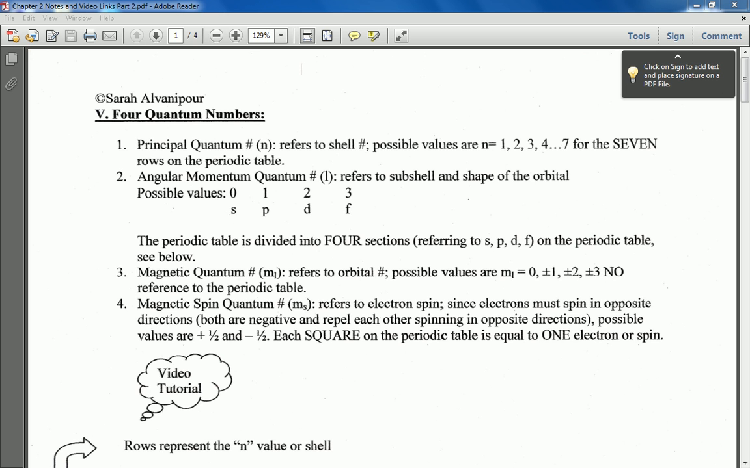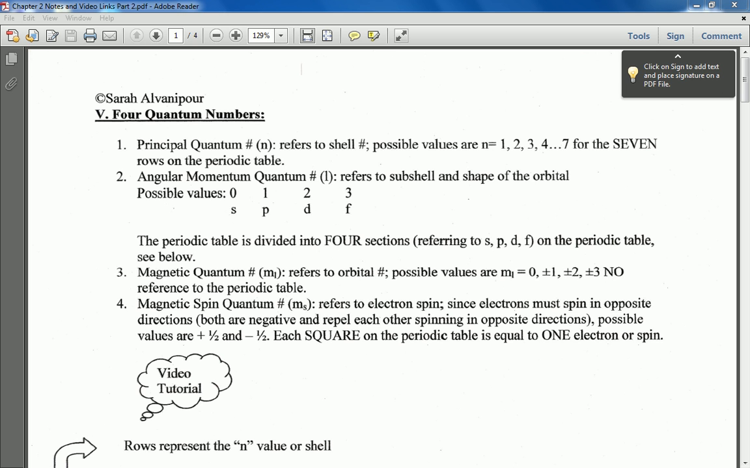The second is the angular momentum quantum number, or l. This refers to the subshell, and of course the subshell will tell us about the shape of the orbital. Now what this will represent is possible values of 0, 1, 2, and 3. So l can equal 0, l equals 1, l equals 2, or l equals 3. Now one little quirk about the angular momentum quantum number is not just that it represents a number such as 0, 1, 2, or 3, but it also represents a letter. And they mean the same thing.